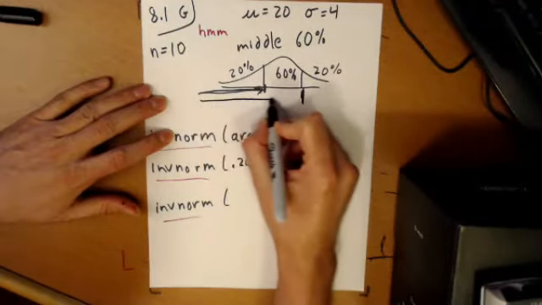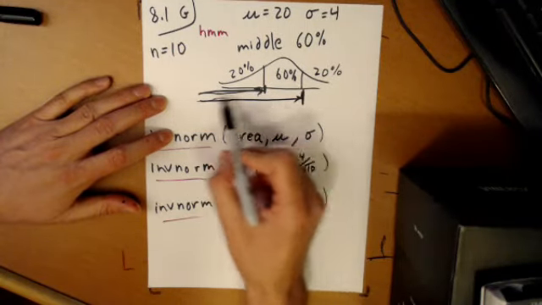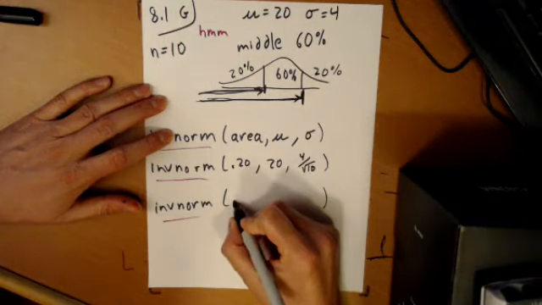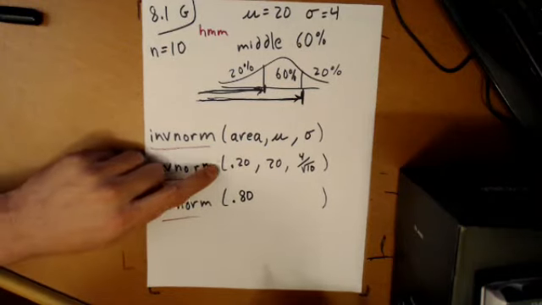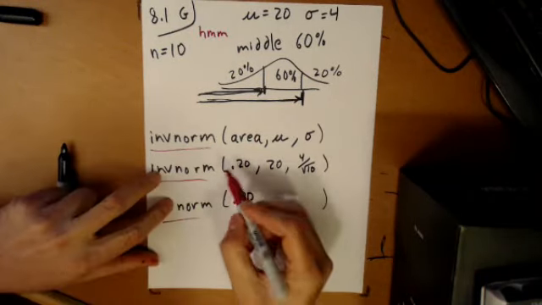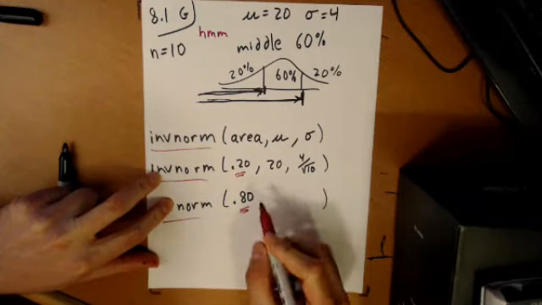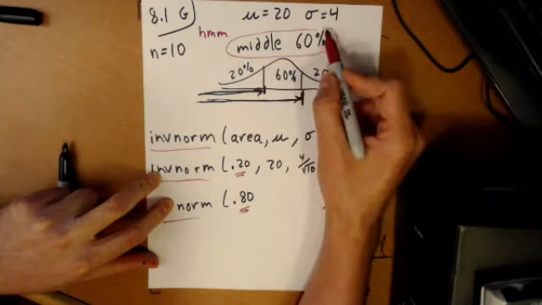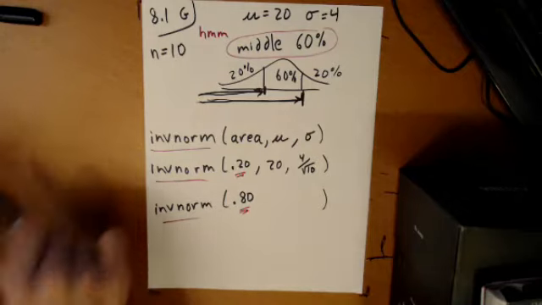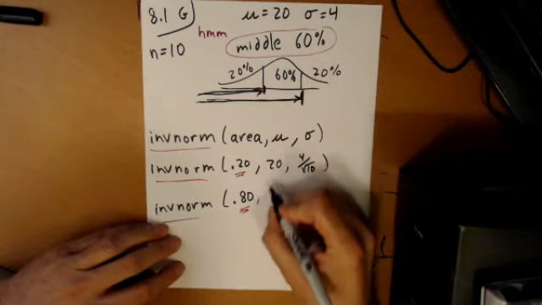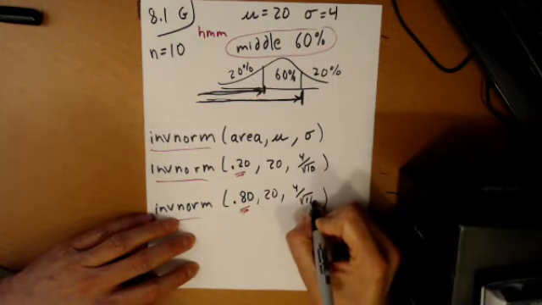Now to get this next location, remember the inverse norm is left tail. So how much area do I actually travel through? I travel through the 20% and the 60%. So this would be 80%. Right now you need to make sure that this makes sense. They're asking for the middle 60%, but you're going to end up putting 0.20 and 0.80 because you drew a picture. That's the tricky part. And then the center, the mu, is 20. The standard deviation is 4 over root 10.